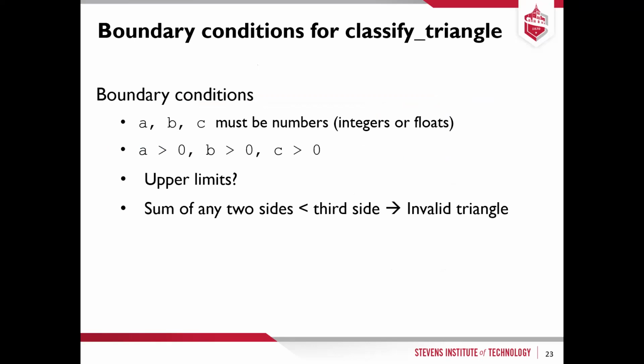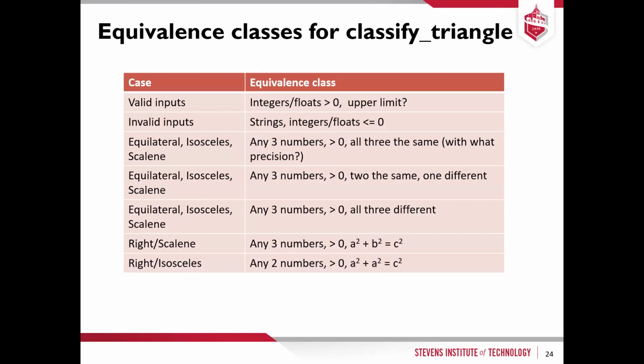The same thing can go for the example of classifying triangles. We look at the boundary conditions: all of them must be numbers, all of them must be positive. We look at if we have any upper limits: the sum of any two should be less than the third one. That gives us the invalid triangle. If it's greater than the third one, that would be the valid triangle. So we can look at different equivalent classes that we can test under each cluster that we go.